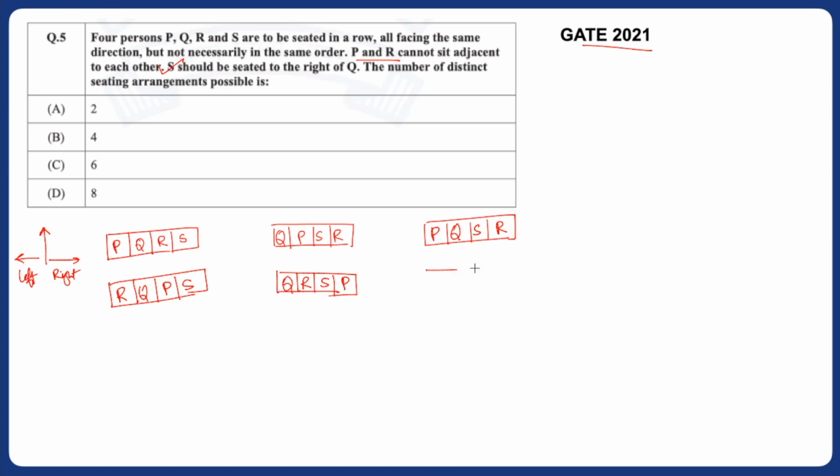Is there any other arrangement possible? Yes, of course, you just have to switch the positions of P and R. So P comes here, R goes there, Q and S remain at their own places. So these are the six arrangements. Six arrangements you got, and that makes your correct answer. So option C is correct.